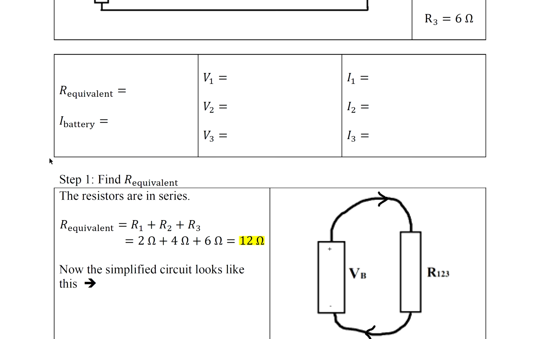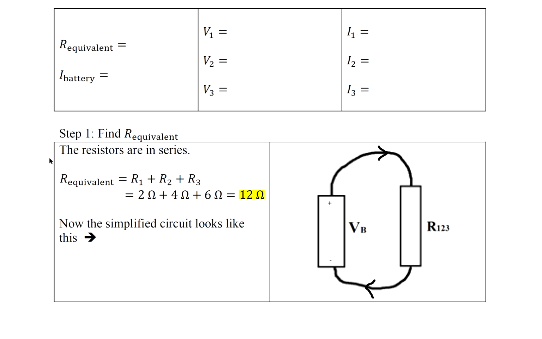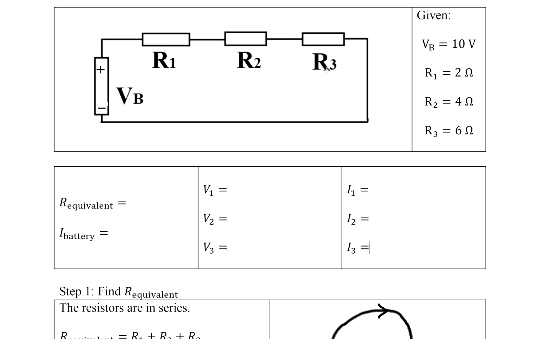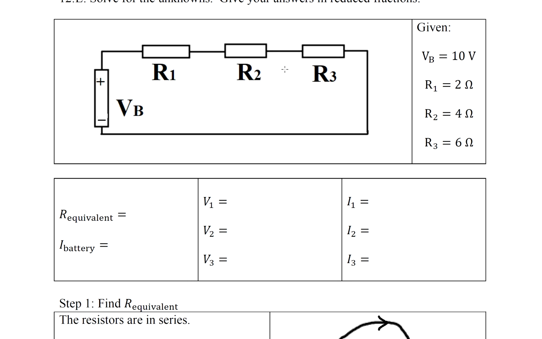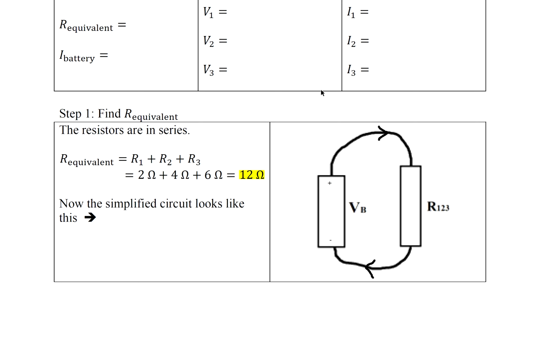So let's solve for R equivalent first. We could simplify these 3 resistors in series by just adding up the resistances. So it's 12 ohms. So now we have this 1 battery and 3 resistors. We have the circuit look like this now. 1 battery, 1 resistor.